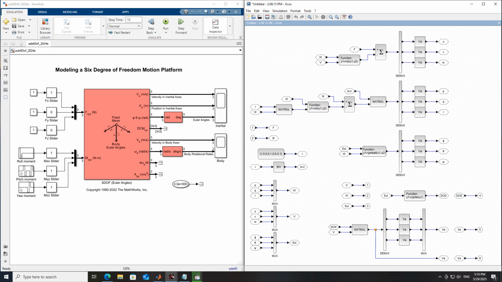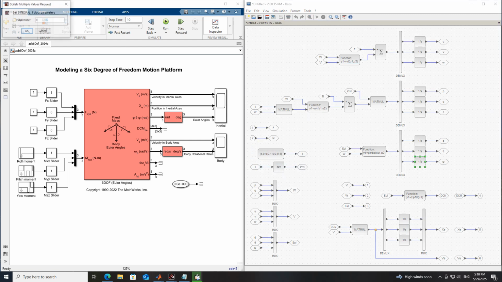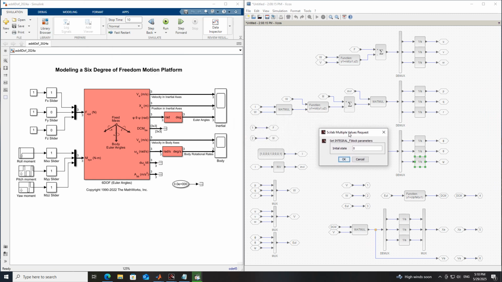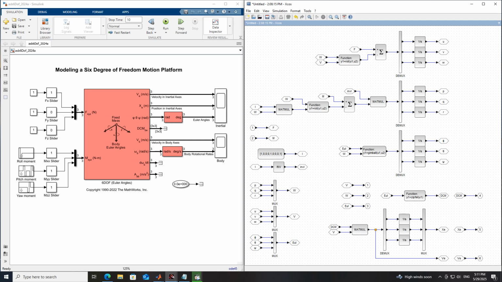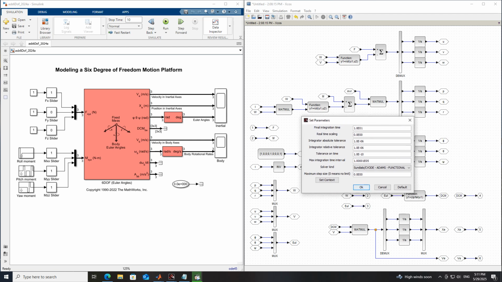An important question is how to set the initial conditions. Mass equal to 1, inertia tensor and tensor inverse are set constant. The initial conditions of integration are set by clicking on each 1 over s block separately. For example, the initial yaw angle is set to 0 in this case. To set up simulation time in xCos, go to the Simulation/Setup menu and fill the final integration time row with 10 seconds.